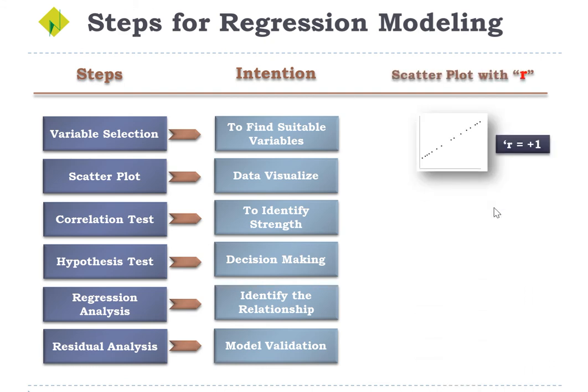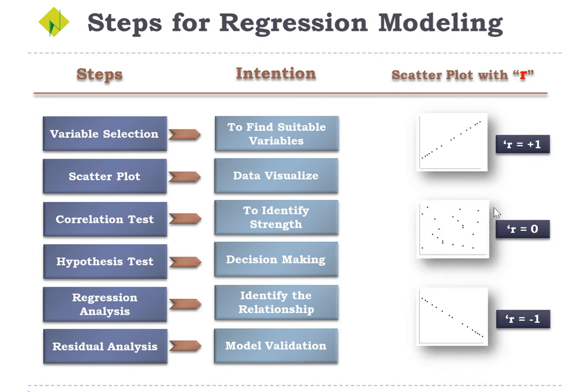So you can see the scatter plot with r. See the first plot, it is r equal to +1. Small r means the correlation coefficient. So plus 1 means a perfectly positive correlation. The second graph is a perfectly negative correlation, that means r equal to -1. The last one is r equal to 0, which means there is no correlation between the variables. Suppose there is no correlation, then we should not use the linear model. We can go for some other models.